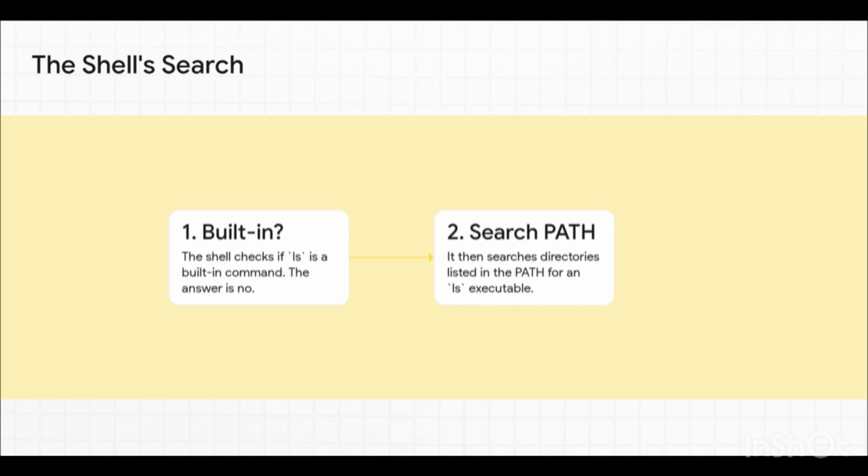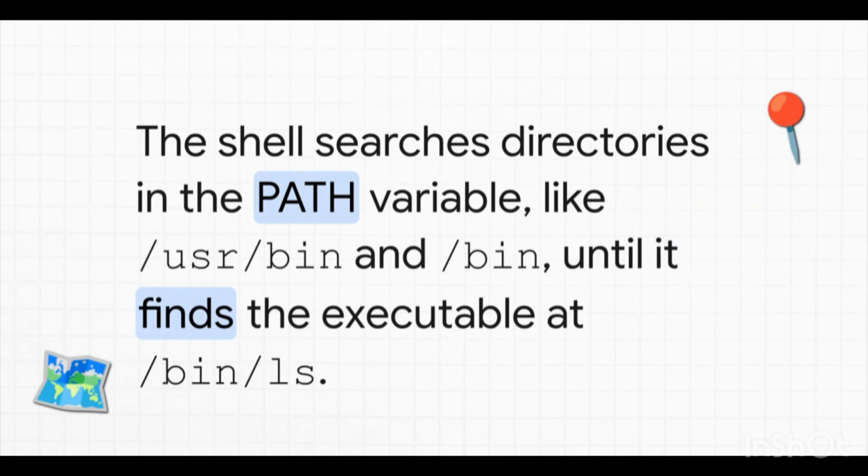Okay, then I gotta go find a program file named ls somewhere on this system. And this is how it finds it. It looks at this special environment variable called PATH. You can think of the PATH as the shell's address book. It's just a list of directories to check, in order. So it looks in /usr/bin. Not there, then it looks in /bin, and bingo! It finds our program, the actual executable file, sitting right there at /bin/ls. Awesome, now it knows what to run.